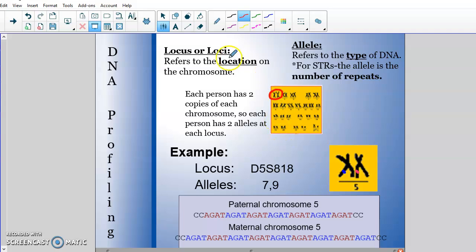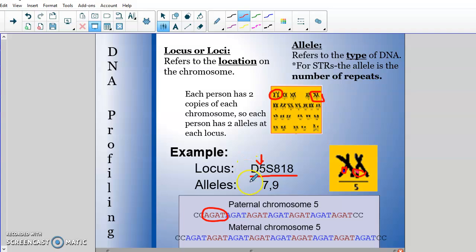Okay, the location or loci refers to the location on the chromosome. So you can see here that this particular STR, which is AGAT, is located at chromosome 5. So it would be on this pair of chromosomes, section 818, which is this location on the chromosome. So the locus is just what chromosome it's on and what location within the chromosome, so that they know where to locate it.